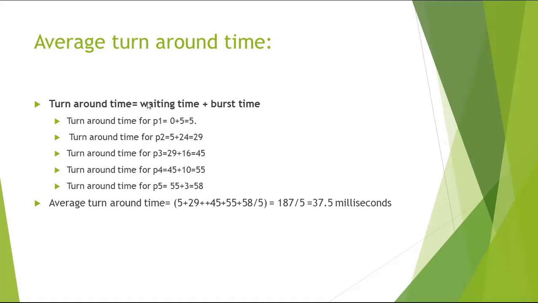So what is the average turnaround time? It is the total of all the turnaround times divided by the number of processes. That is 187 divided by 5, that is equal to 37.5.